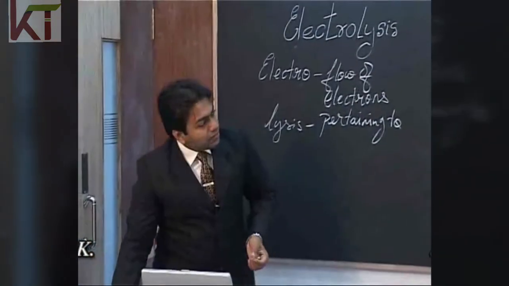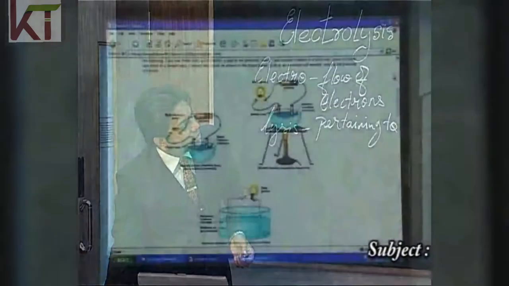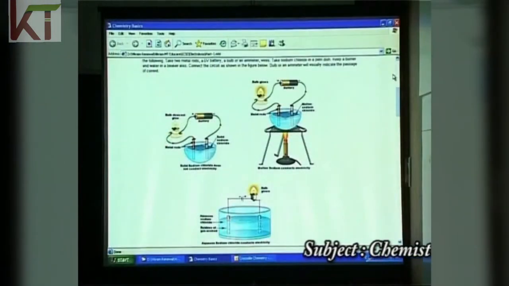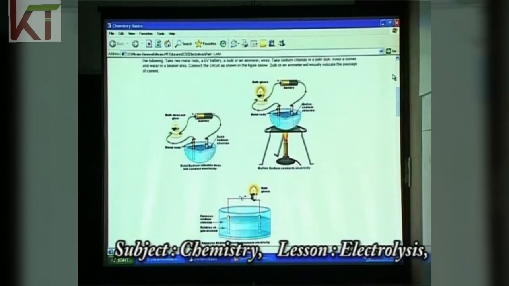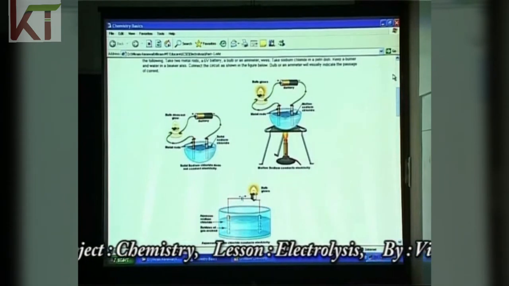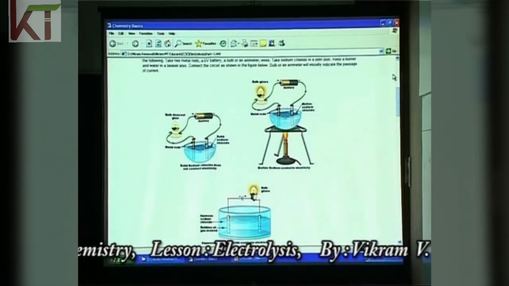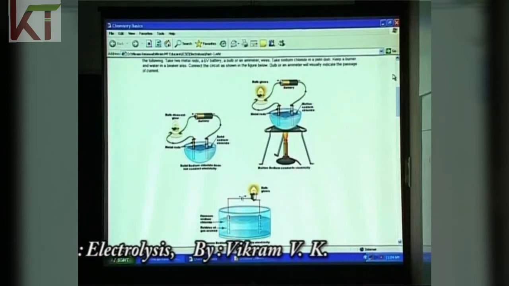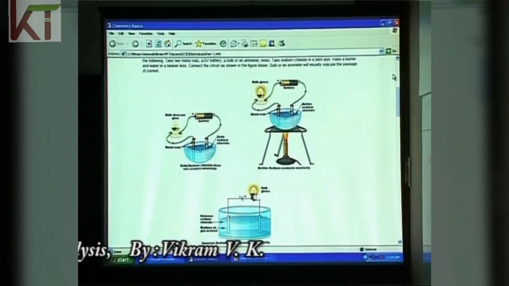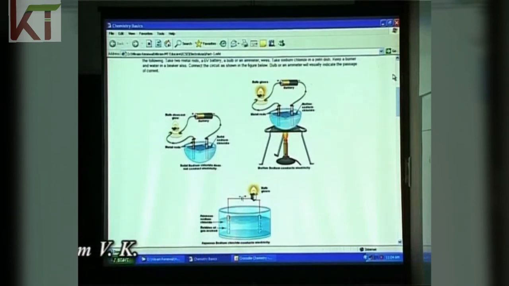Now, let us come to the process of electrolysis. When an electric current is passed through a chemical compound, some compounds are able to conduct electricity, while some compounds do not conduct electricity. Read out solid sodium chloride, molten sodium chloride, and aqueous sodium chloride. Now, you can see this electrical circuit diagram.